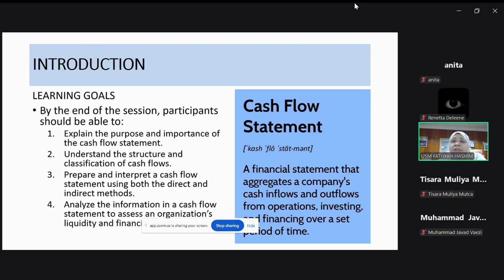Okay, so the cash flow statement is one of the important statements in financial reports. We have the balance sheet, the income statement, the statement of retained earnings, and the cash flow statement is one of the main financial statements, which shows the company's cash inflows and outflows from operating, investing, and financing activities over a period of time. Okay?